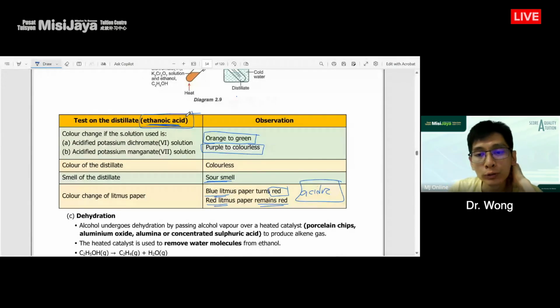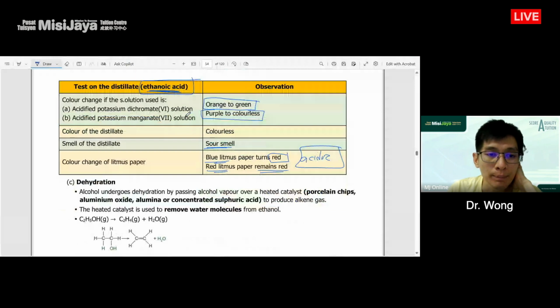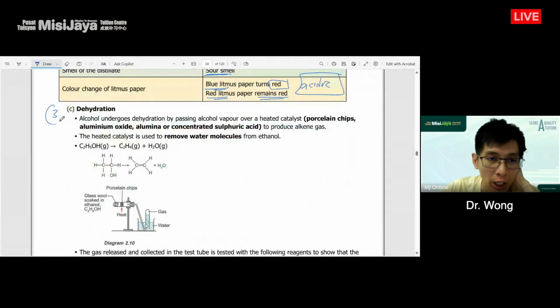Okay, so please remember that the third process for alcohol is dehydration. First hydration, second oxidation, third dehydration. How can we get it? Think: the black word is important. So all these are the dehydration agents. The alcohol vapor will be heated and passed through all these agents to absorb the moisture, absorb the water content, and reproduce the alkene gas.